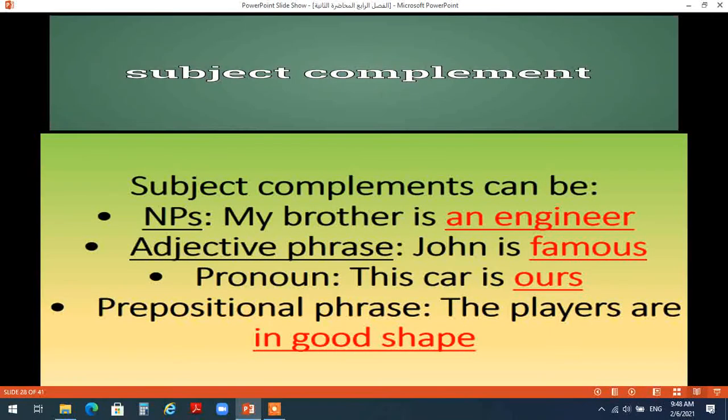The subject complement can be either noun phrases. ممكن يكون ال subject complement عبارة عن عبارة اسمية. For example, my brother is an engineer. An engineer is a noun phrase and it is a subject complement. Or it is an adjective phrase. John is famous. So famous is an adjective phrase and it is also a subject complement. Or it can be a pronoun. This car is ours. Ours is a pronoun and it functions as the subject complement. Or it can be a prepositional phrase. The players are in good shape. So in good shape is a prepositional phrase and it functions as the subject complement.